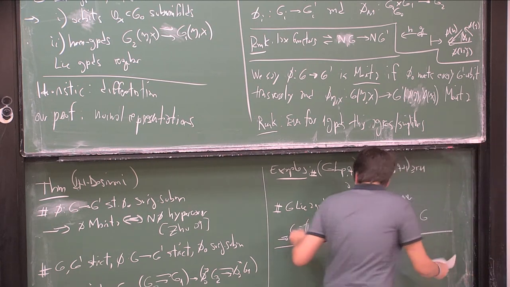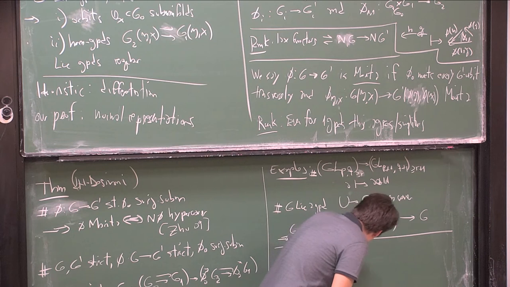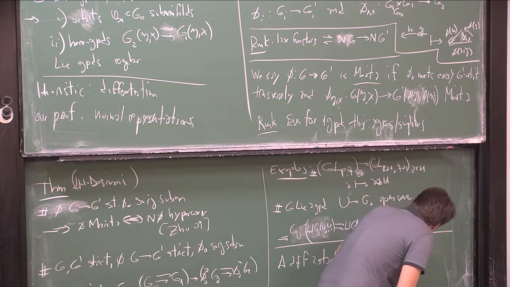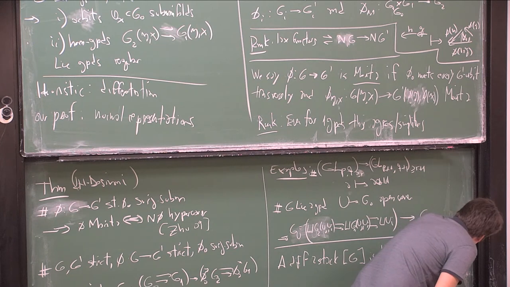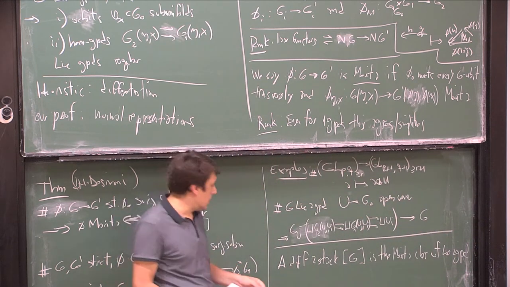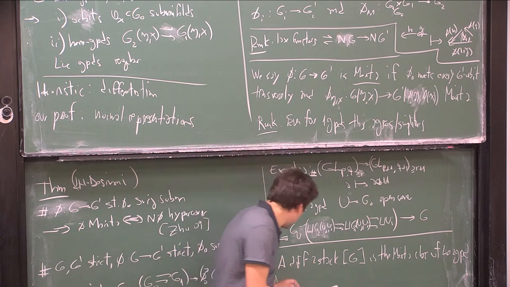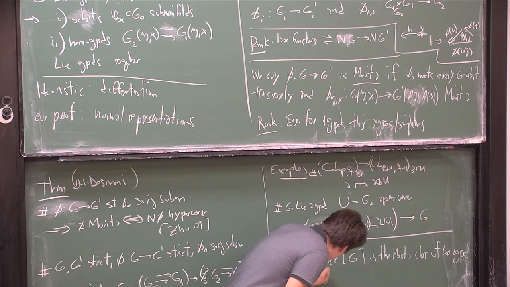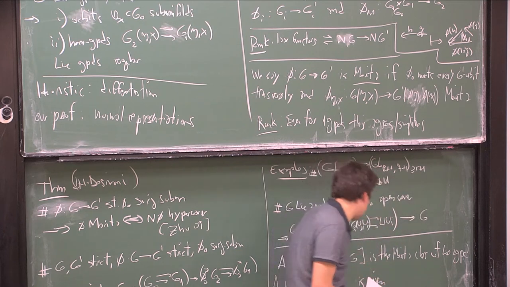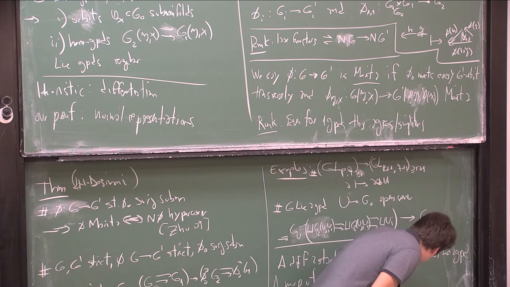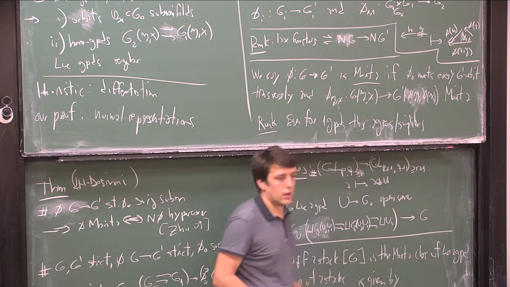Just to say, to close this part, a differentiable stack is the Morita class of a groupoid. And I also need maps of stacks. For the equivalence relation, I need the spans, the fractions, and a map of stacks is given by a fraction, as expected. So first I go the other way around, with an equivalence, with a Morita morphism, and then I go to the front.